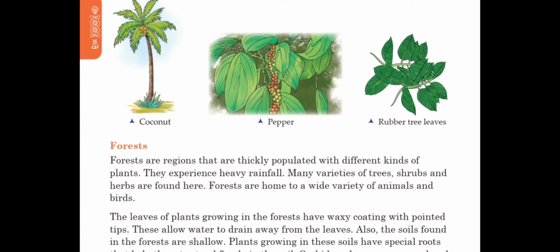The leaves of plants growing in the forests have a waxy coating with pointed tips. These allow water to drain away from the leaves. Also, the soils found in the forests are shallow. Plants growing in these soils have special roots that help them to stand firmly in the soil. Orchid, mahogany, rosewood and sandalwood are some examples of plants that are found in forests.